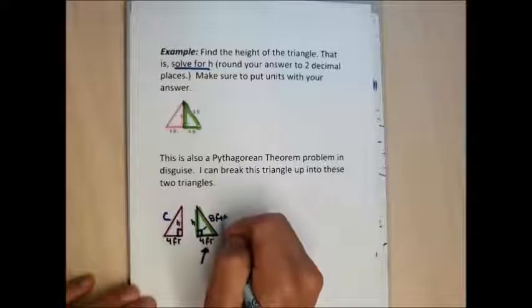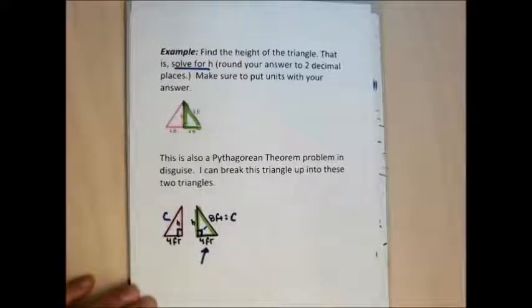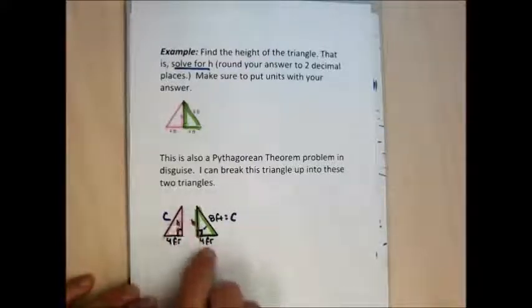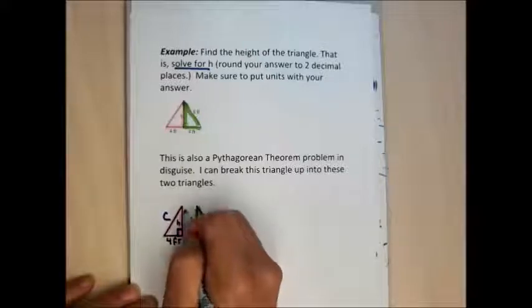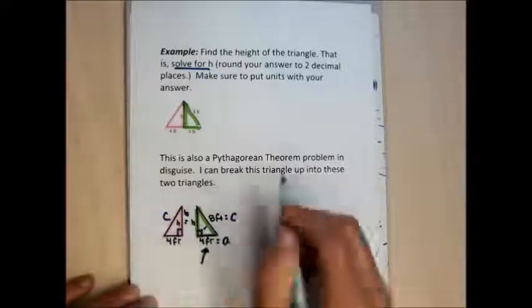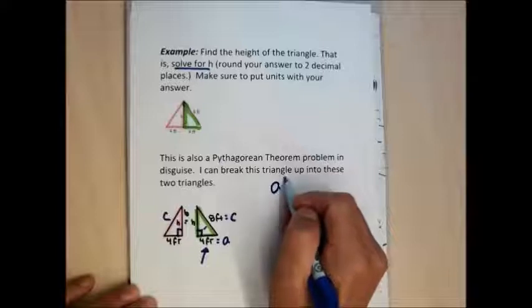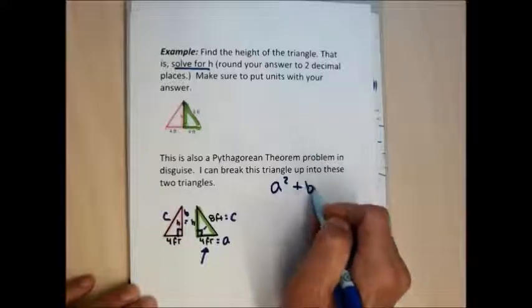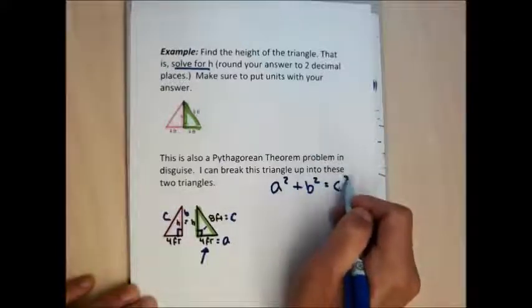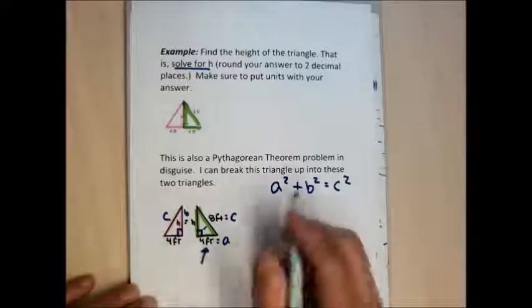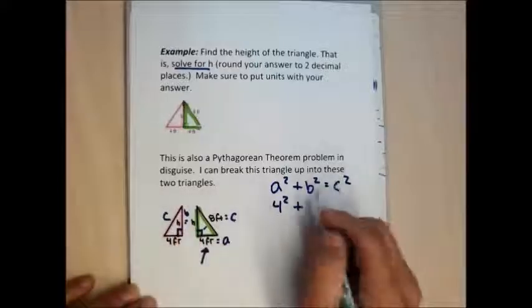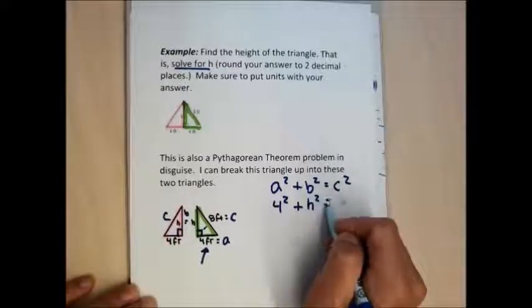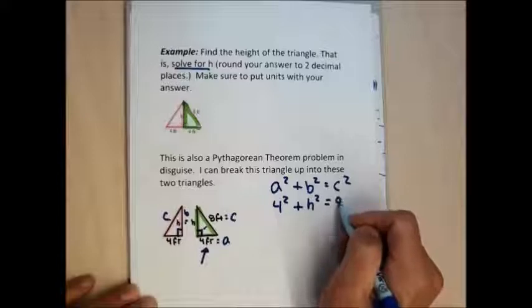The side opposite the right angle is the c. So I'm going to make the c 8 feet. These sides are interchangeable. It doesn't matter what I call a and what I call b. Let me call the 4 the A and the H the B. And for my Pythagorean theorem, I'm going to do A squared plus B squared equals C squared. And for A squared, I'm going to plug in 4 squared. Instead of B squared, I'm going to write H squared. And instead of C squared, I'm going to write 8 squared.